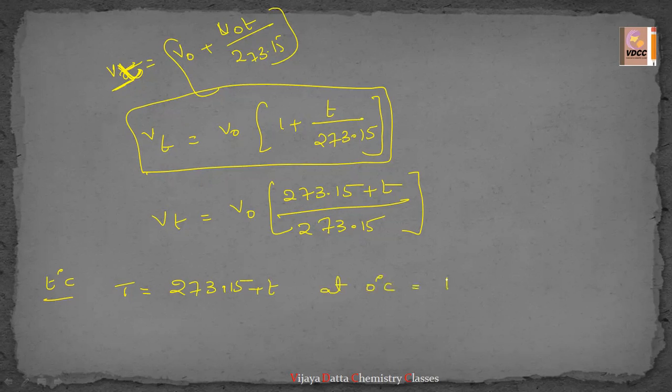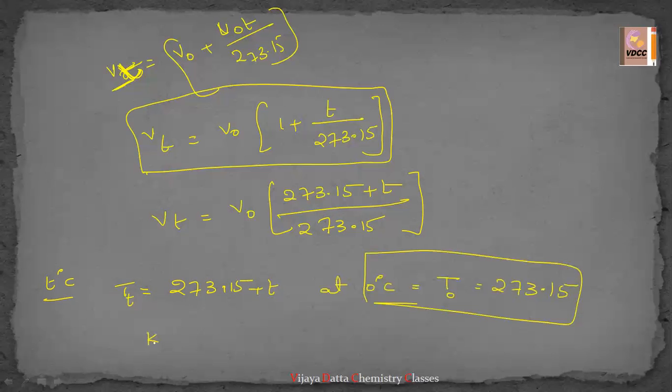At 0 degrees Celsius we can write T naught, and at a particular temperature it is 273.15 plus t. At 0 degrees Celsius, it is 273.15 only. This is the new temperature we are considering. This new temperature is called the Kelvin temperature scale, meaning we are converting degrees Celsius into kelvins. That's why while writing in kelvins, we will not write degree Celsius again. This is called the Kelvin temperature scale, or the absolute temperature scale.